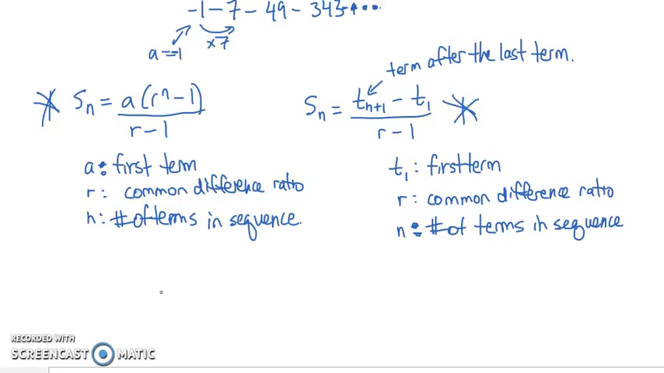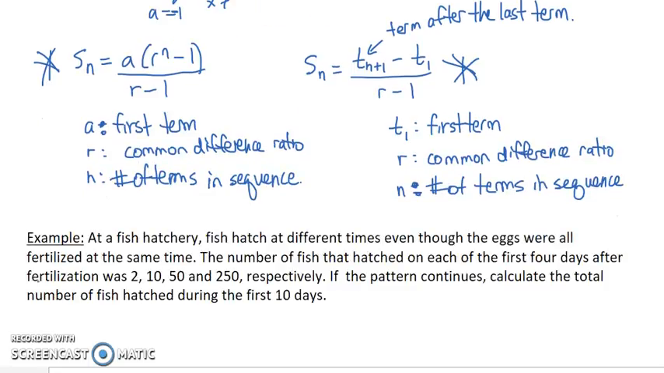geometric series. So here's the first example that I'll give you in light of this. At a fish hatchery, fish hatch at different times even though the eggs were all fertilized at the same time. The number of fish that hatched on each of the first 4 days after fertilization was 2, 10, 50, and 250 respectively. The pattern continues. Calculate the total number of fish hatched during the first 10 days.